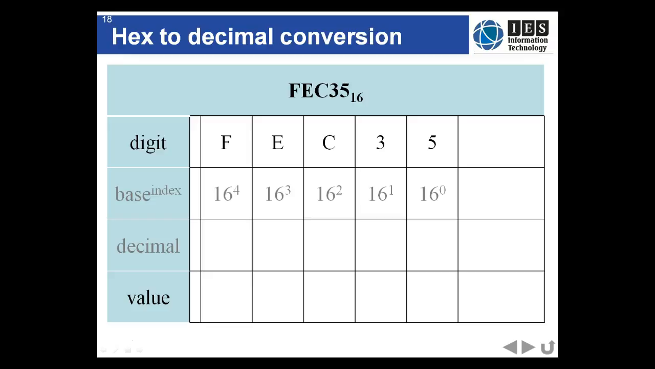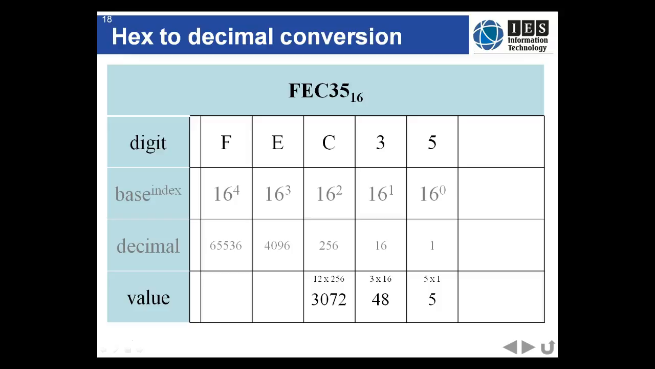The decimal representation of each place value is shown in the video, and now we can convert this number into decimal. Starting on the right, we have 5 times 1, then 3 times 16, which is 48 for the second digit. The third hex digit is C, which represents the number 12. Therefore, the third digit represents 12 times 16 squared, 256, giving a total of 3072.